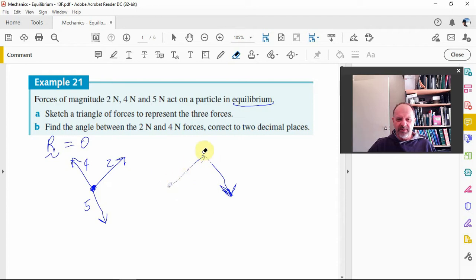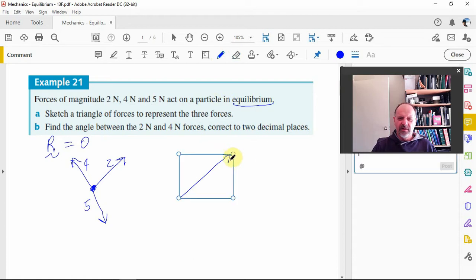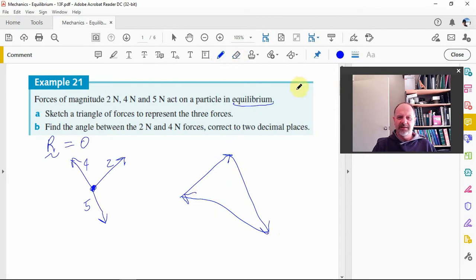I'm going to need to draw a bit bigger because I need to get my triangle going. Alright, but what we do know, as I said, is that when we put them all head to tail, we end up getting back at the same spot. So if that one's, say, the 2, that's the 5 and that's the 4, then that's what we would end up with.